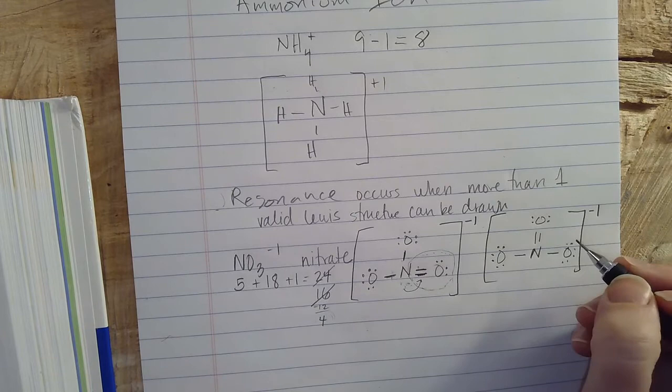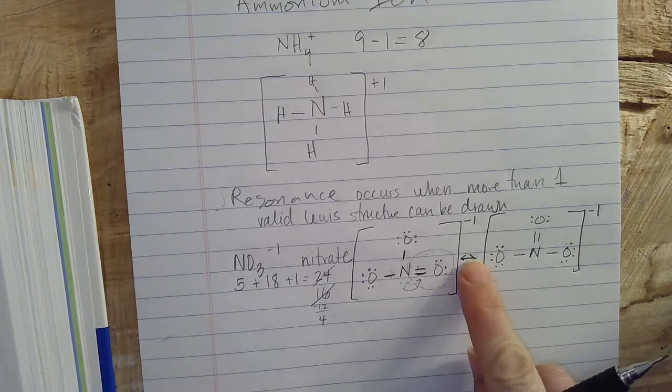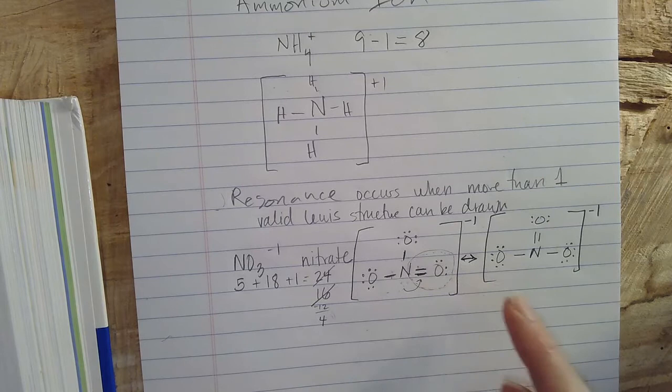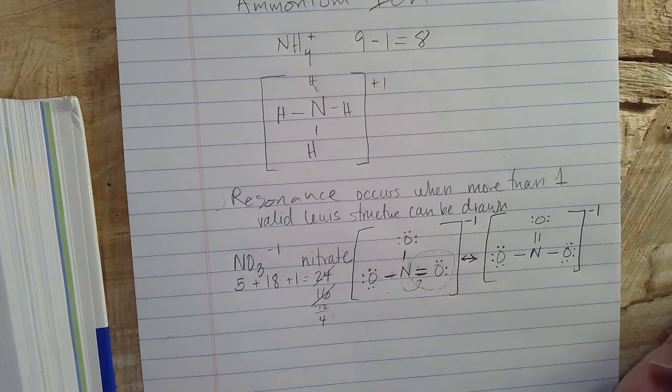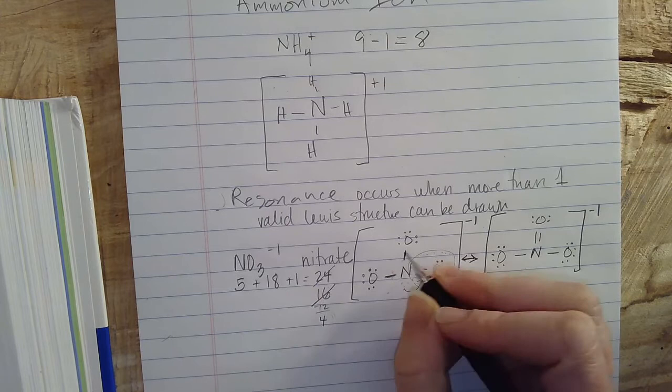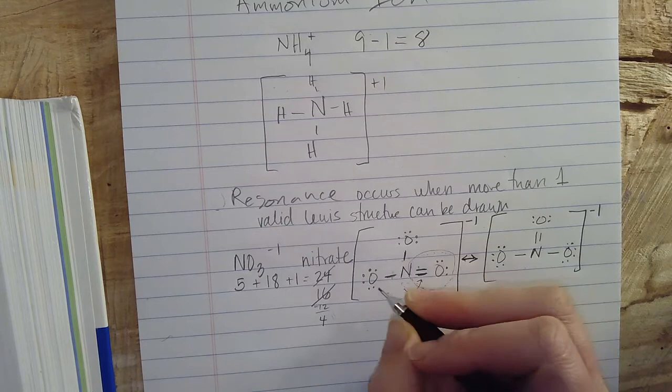And when there's resonance, we usually draw an arrow between these to say these are equal, these are identical. And vice versa, or in addition, I could have put the double bond on this oxygen. Really, the answer is the double bond could be on any oxygen. And in reality, the double bond is equally divided amongst the 3 oxygens.